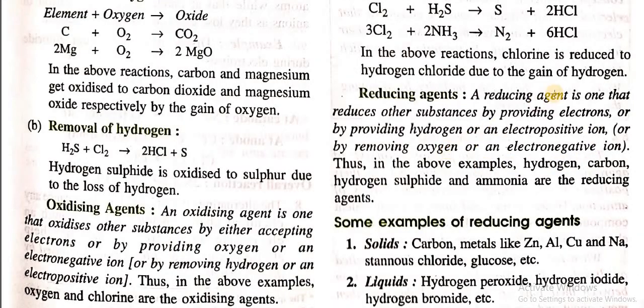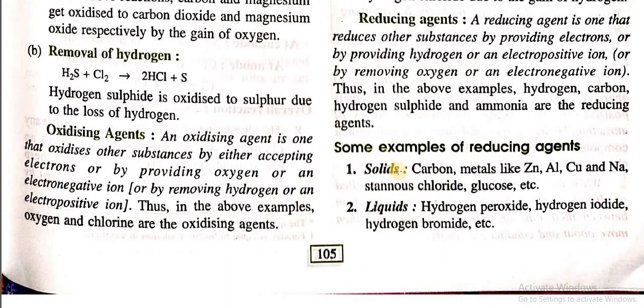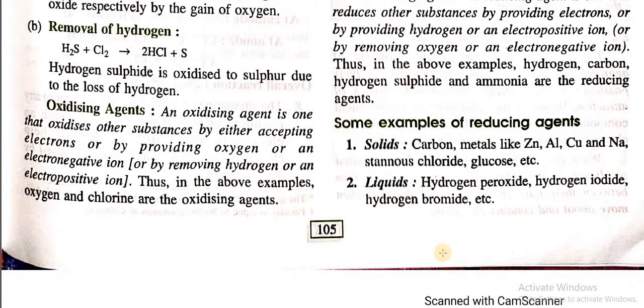Once again, a reducing agent is one that reduces other substances by providing electrons or by providing hydrogen or an electropositive ion. Examples are, in solids we have carbon and metals like zinc, aluminum, copper, and sodium. They are reducing agents. Whereas in liquids we have got hydrogen peroxide, hydrogen iodide, and hydrogen bromide. So if you have noticed, over here hydrogen peroxide will act as both oxidizing and reducing agent.